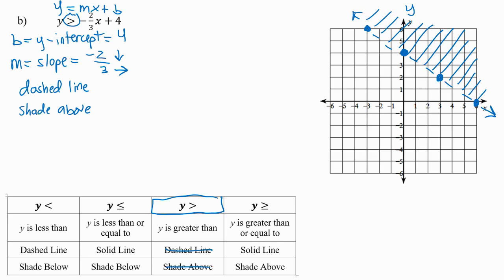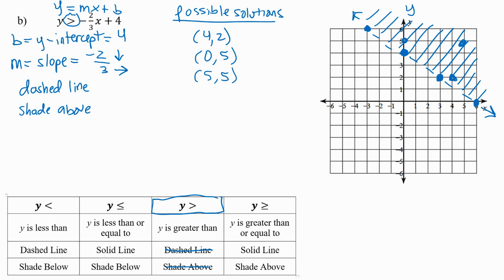So then let's just talk about some possible solutions. There are infinitely many, but just to label a few, let's see, this point right here, 4, 2 would be a possible solution. This one right here, which is 0, 5. And one more possible solution would be 5, 5. Keep in mind, as long as they're in the shaded region, they're a solution. This time around, points on the line would not be a solution because the line is dashed, which means we don't want to include those.